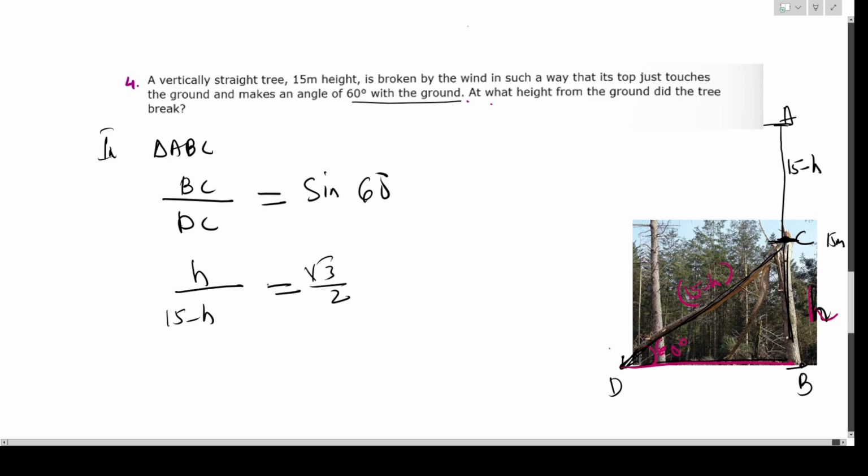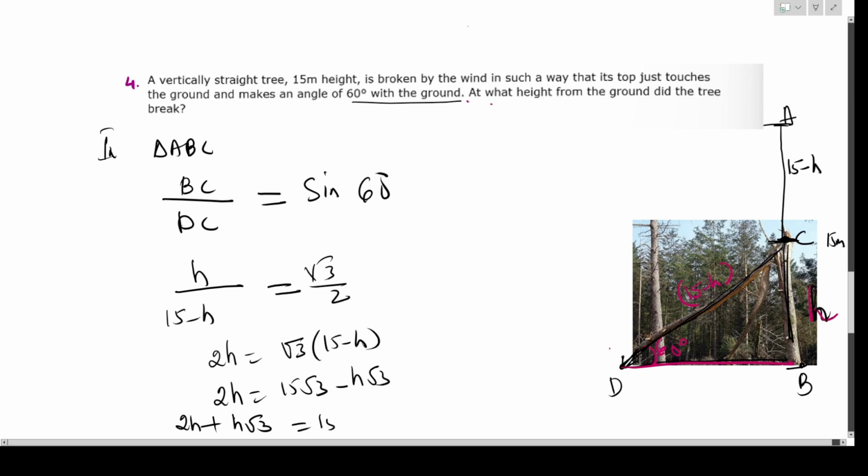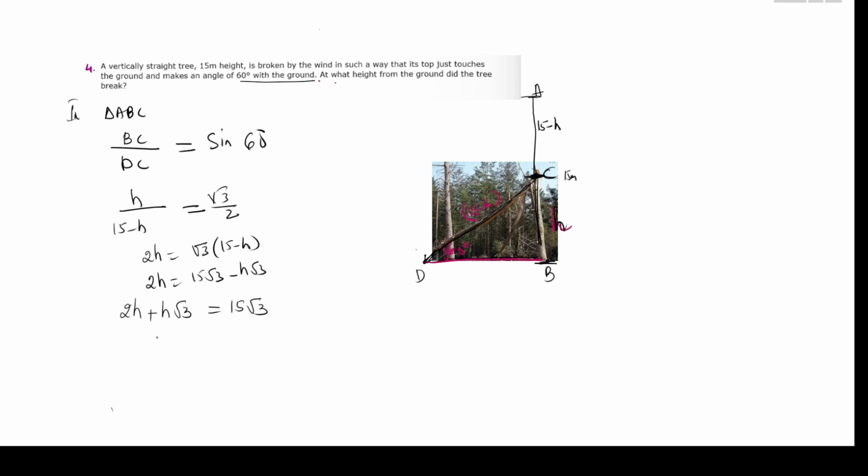So that is, if you cross multiply, you get 2h is equal to root 3 bracket 15 minus h. Now 2h is equal to 15 root 3 minus h root 3. Keeping the subject as our h, we will shift the terms which are having h to the left hand side. That is how you got 2h plus h root 3 is equal to 15 root 3. Taking h common, we got h bracket 2 plus root 3 is equal to 15 root 3. That is how you got h is equal to 15 root 3 divided by 2 plus root 3.